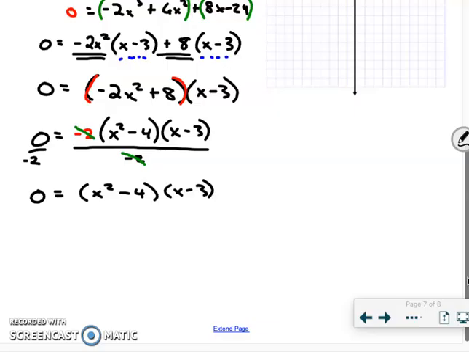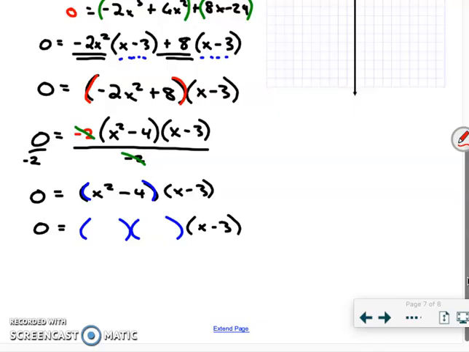The x minus 3 is about as good as I can get. But the x squared minus 4, that's a difference of 2 squares. So I can go further. I know that x squared minus 4, again, like I said, the difference of 2 squares. You might remember your Algebra 2 teachers talking about that.